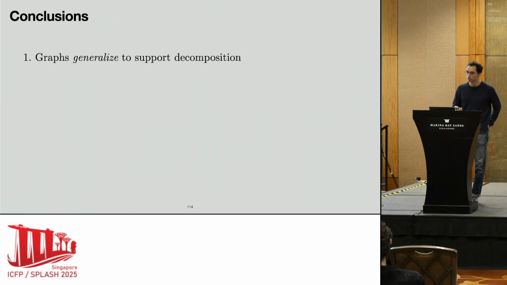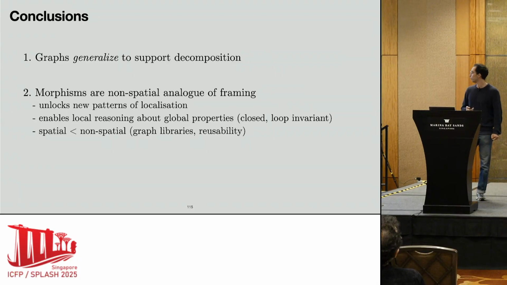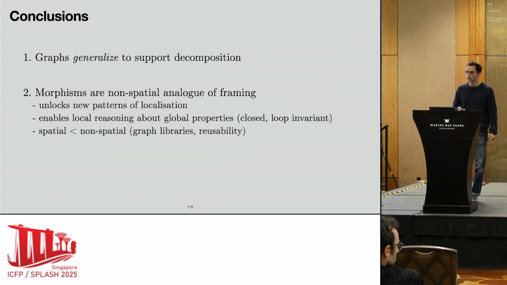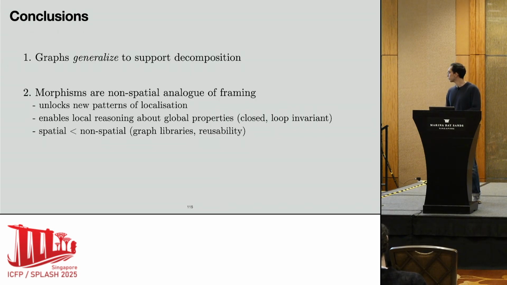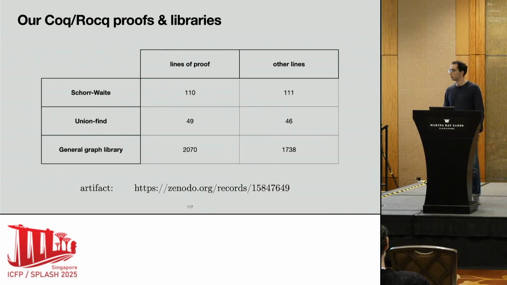So as conclusions, we have generalized the notion of graphs so that they support decomposition. And we have introduced morphisms as the non-spatial analog of framing. This way unlocking a new pattern of localization that enables local reasoning also about global properties such as closed and the loop invariant. And this has shifted the amount of reasoning from the spatial level to the non-spatial level where libraries can be built and reused, which result in very concise mechanized proofs.